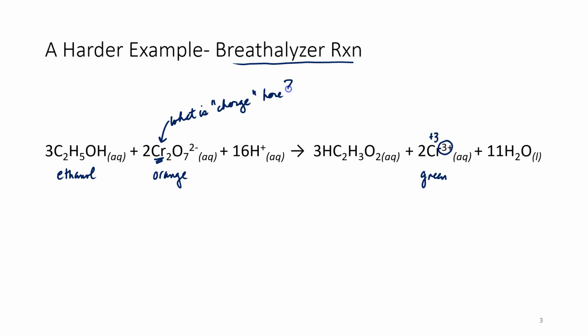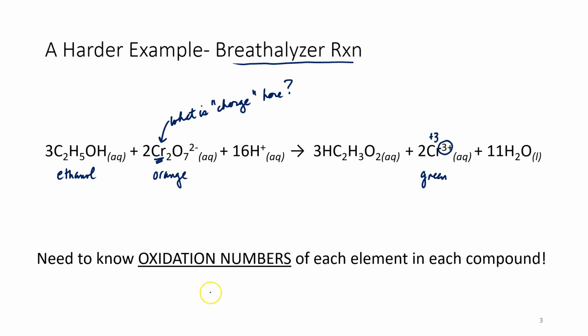What is the charge here in chromium? It's not so obvious this time. In order to answer this question, we need to know the oxidation numbers of each element in a compound. And the oxidation number is simply the theoretical charge of an element in a compound. So there are certain rules that we follow to determine oxidation numbers, but I think I'll share those with you in a separate video.